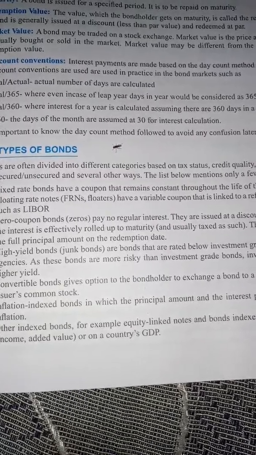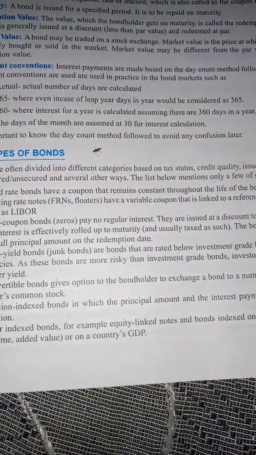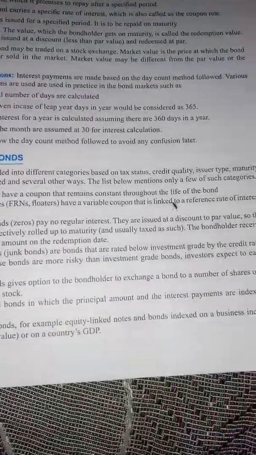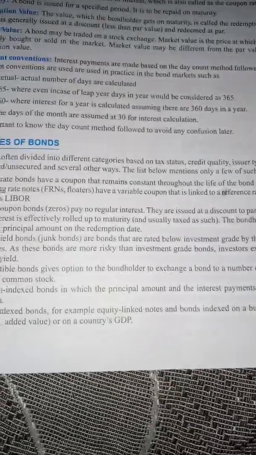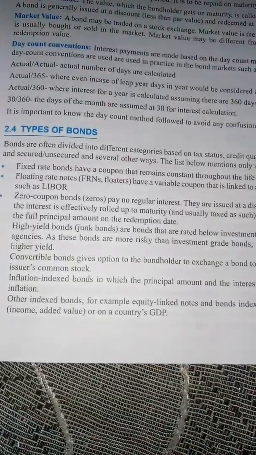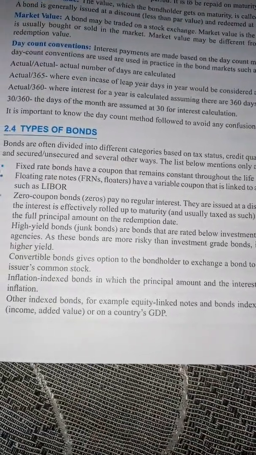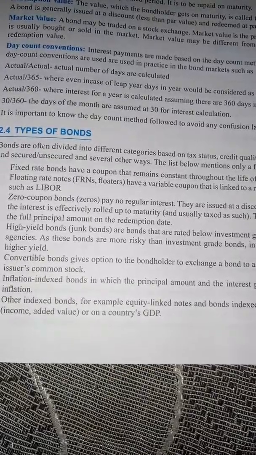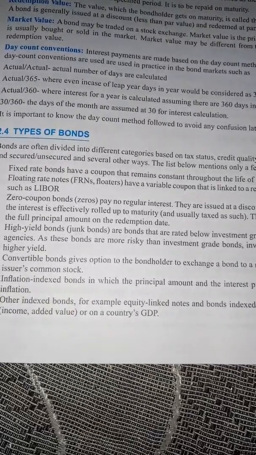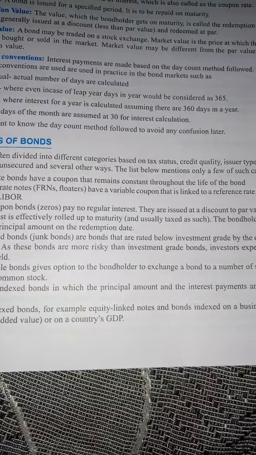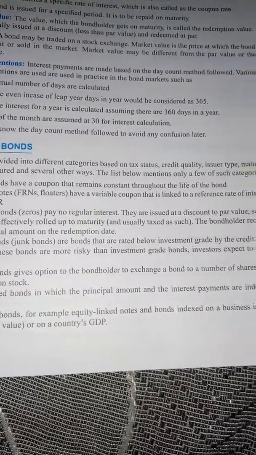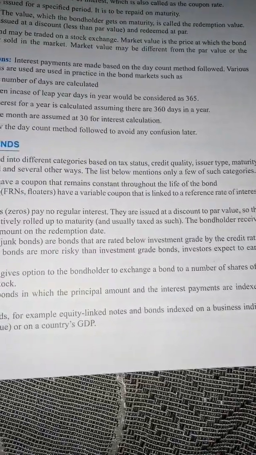Types of bonds. Bonds are often divided into different categories based on tax status, credit quality, issuer type, maturity, secured, unsecured, and several others. The list below mentions only a few such categories.